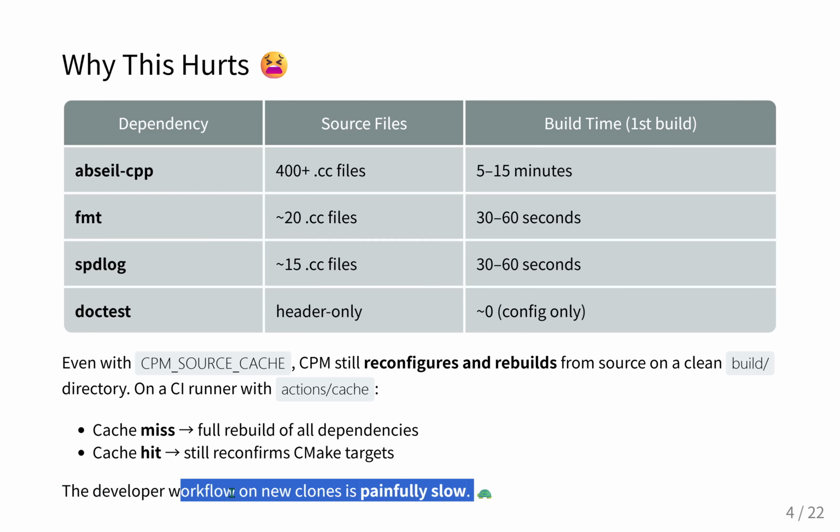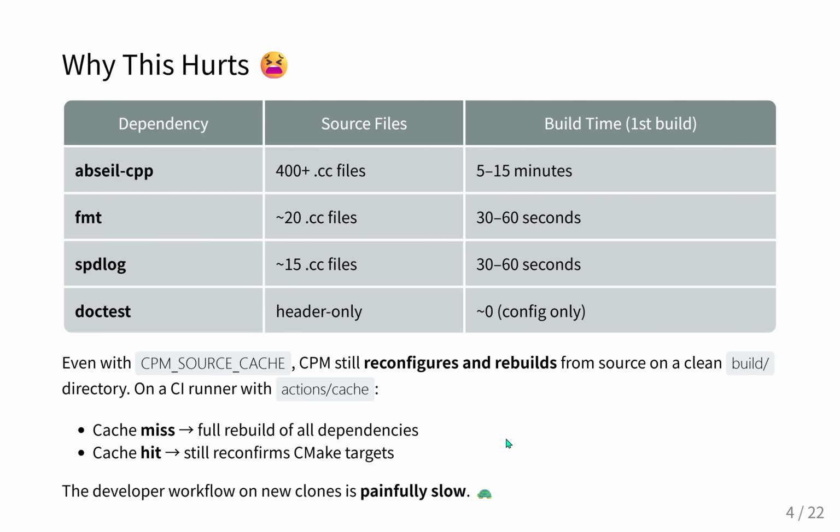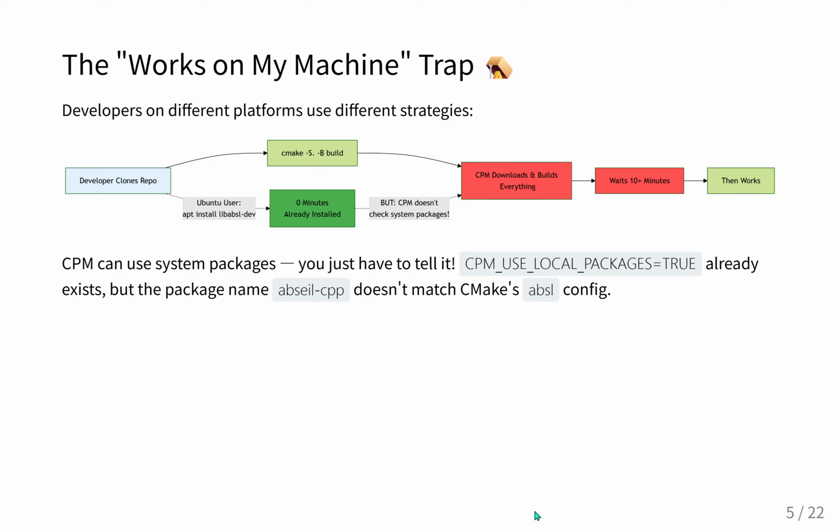I had to push back here, though, because as I was digging into CPM's documentation in the source material, there is a built-in toggle designed specifically for this issue, isn't there? You're talking about the local packages flag. Yeah. It's a flag called CPM_USE_LOCAL_PACKAGES equals true. If you just set that, shouldn't CPM just look for the pre-built package on the local machine and use that automatically? You would think so. The logic totally makes sense.